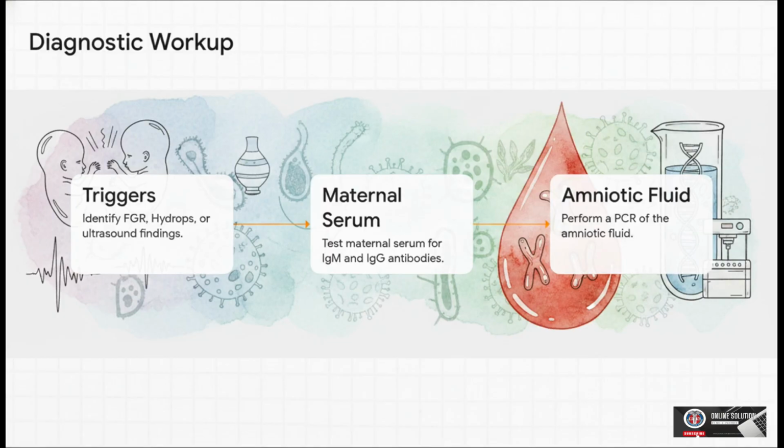Step 1. Identify those clinical or ultrasound triggers we just talked about, like FGR or hydrops. Step 2. Test the maternal serum for IgM and IgG antibodies so you can check for recent or past infection. And Step 3. Perform a PCR of the amniotic fluid. That confirms the actual presence of the pathogen in the fetal environment. It's a clear 1-2-3 process.